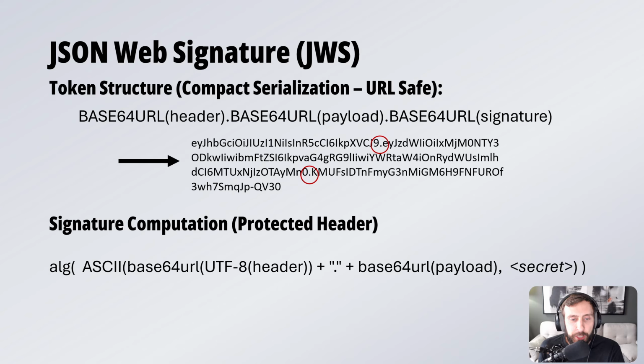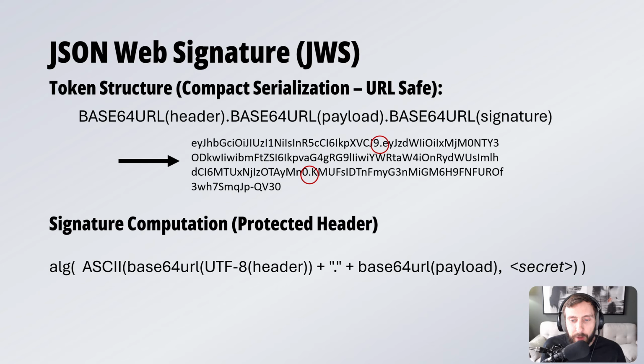The signature computation produces a token that is protected by a signature. Technically, there is a variant where the signature can apply to the payload but not the header. We're just going to be looking at the protected header variant, which is where the signature is also applied to the header. And so the rough algorithm for that is down below.